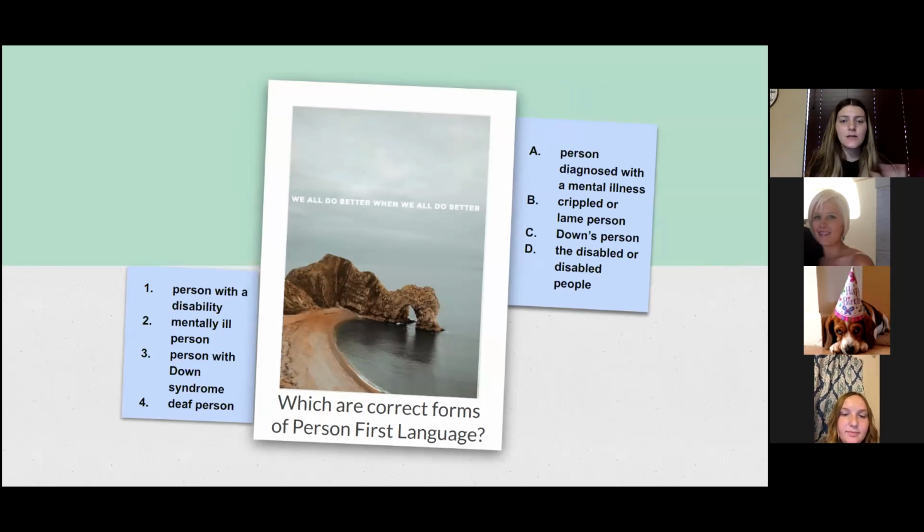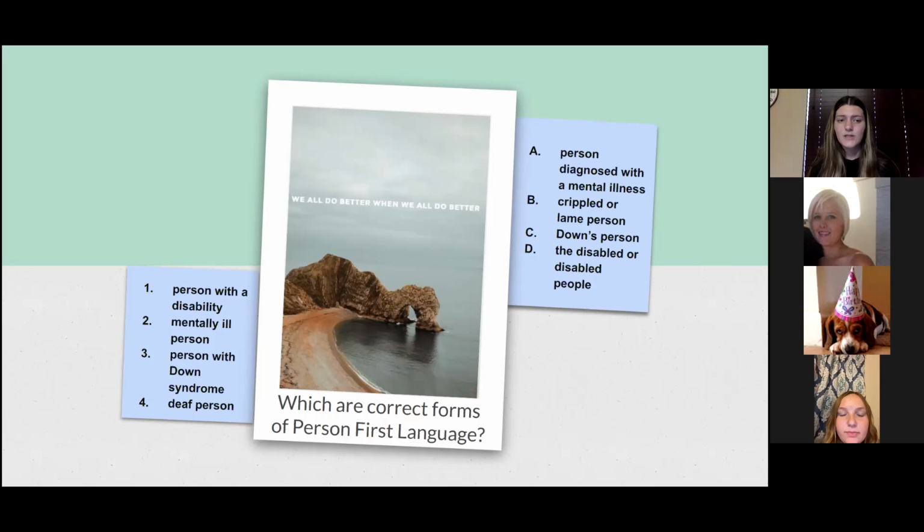And for our last slide, this is kind of an activity. If you guys need to pause, you are more than welcome to do so. In each of the blue rectangles that you see, there are some ways that they're not speaking in person first language. So if you have unpaused and you have answered it.